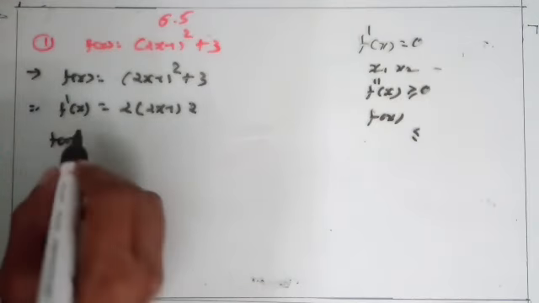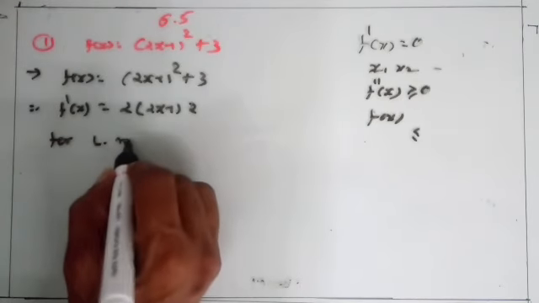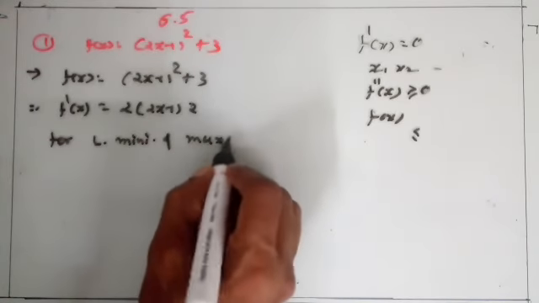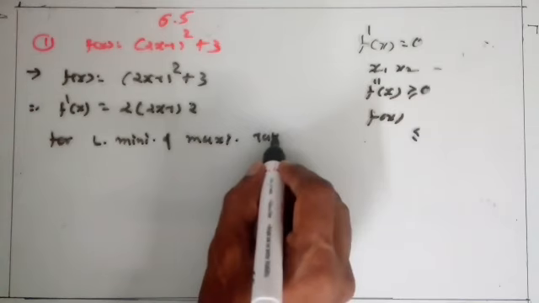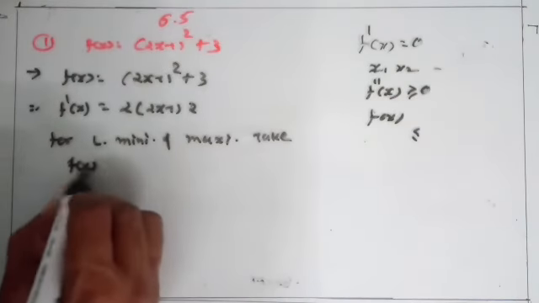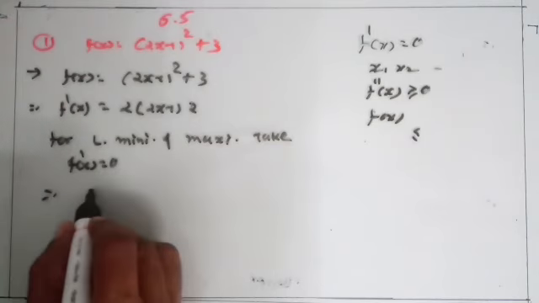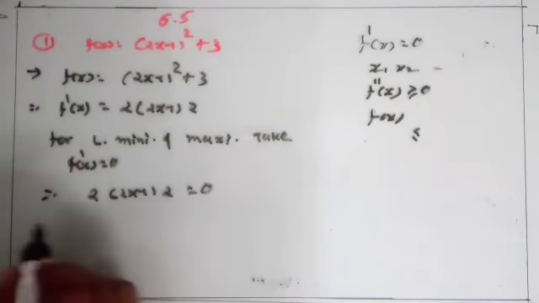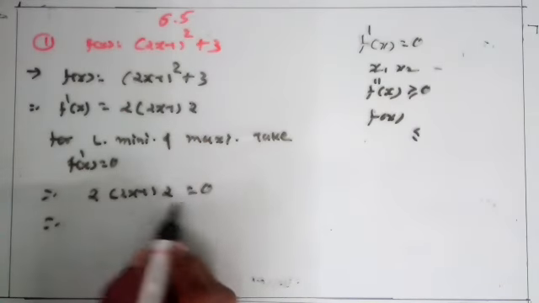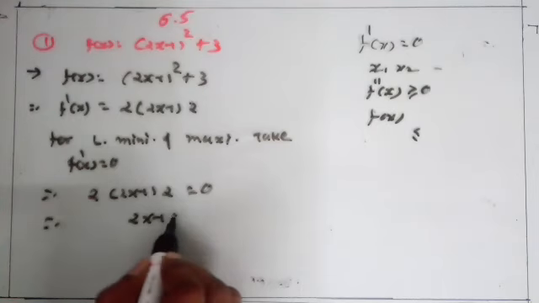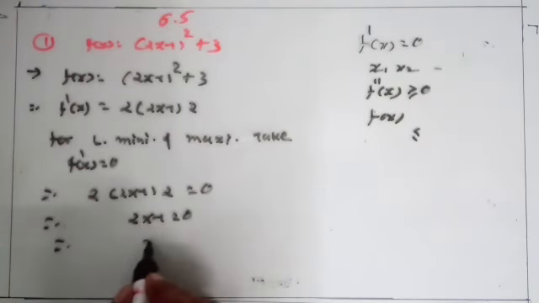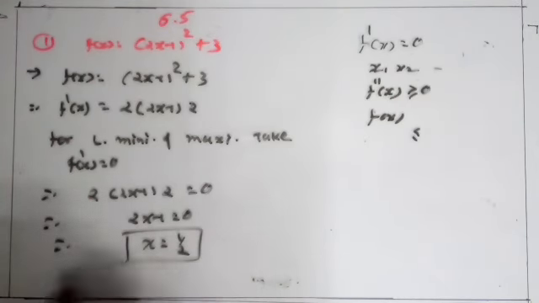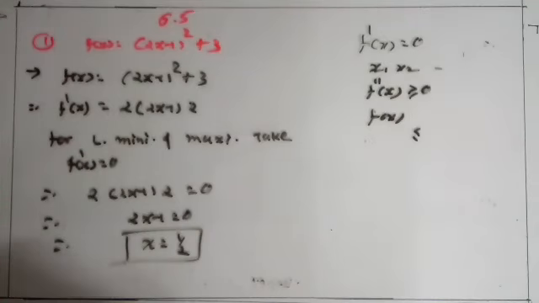For local minimum and maximum, take f dash x equal to 0. Therefore 2 into (2x minus 1) into 2 is equal to 0. Therefore 2 into 2 is 4, take this side, so we get 2x minus 1 equal to 0. Therefore x is equal to 1 by 2. Clear? Here we get only one value of x.